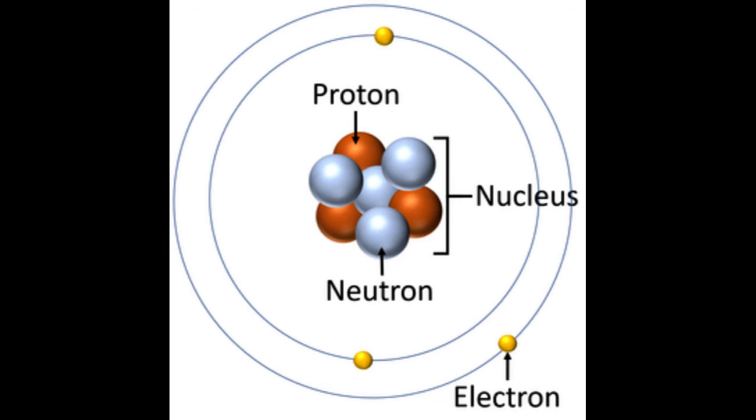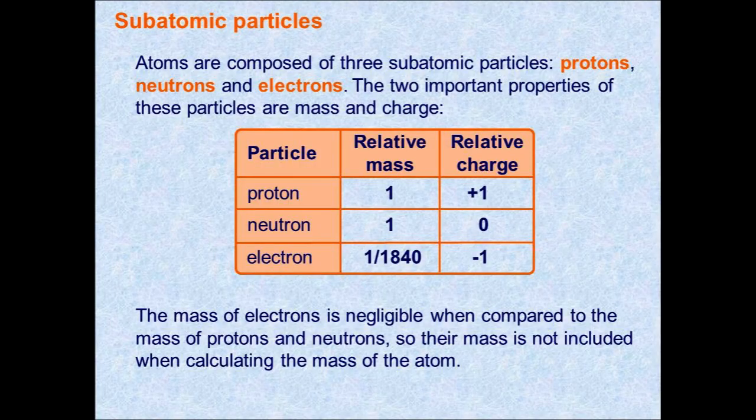Protons and neutrons have a very similar mass, so each is assigned a relative mass of 1. Electrons are 1840 times smaller than a proton and neutron, and so their mass is often described as being negligible.